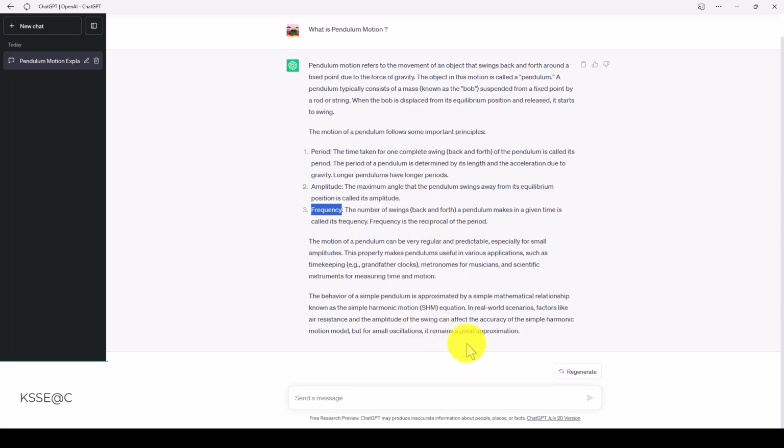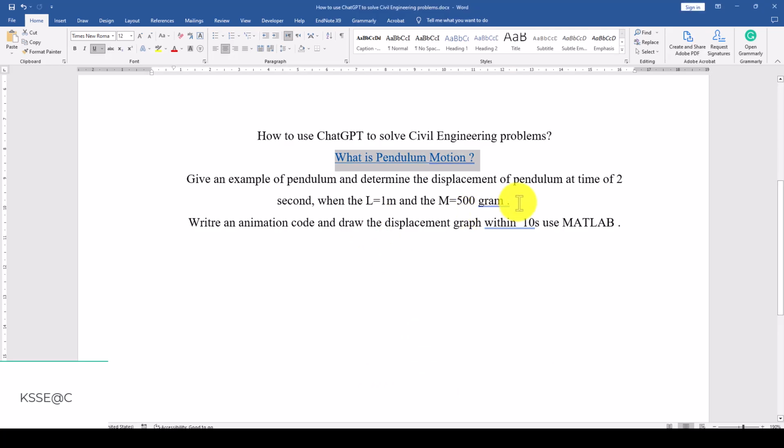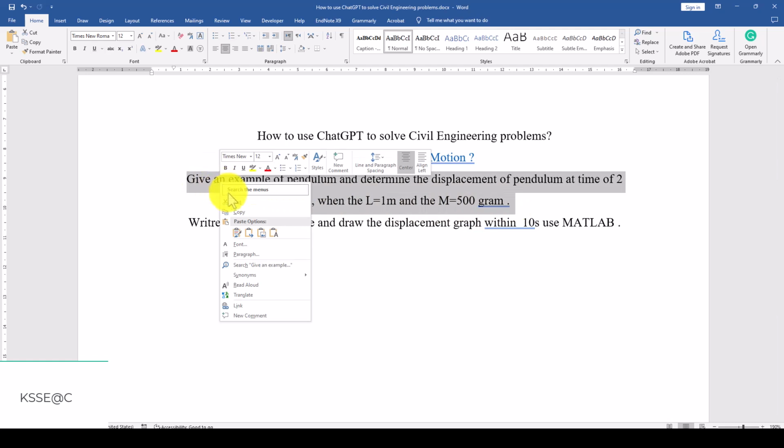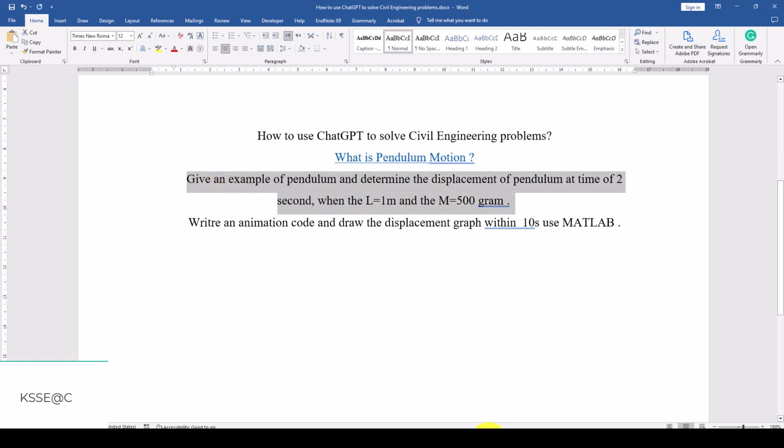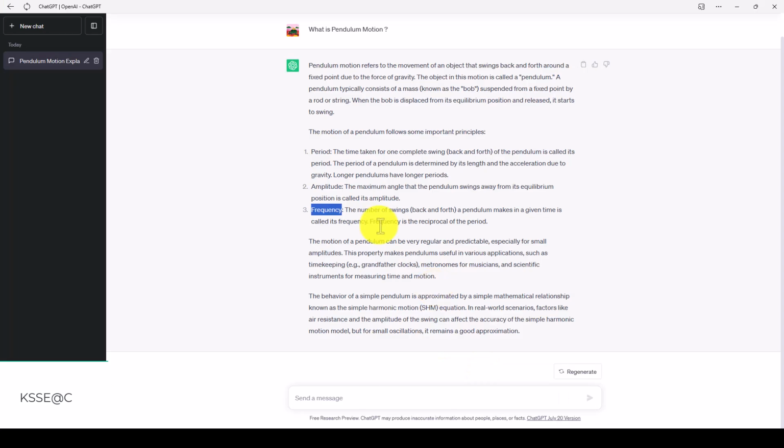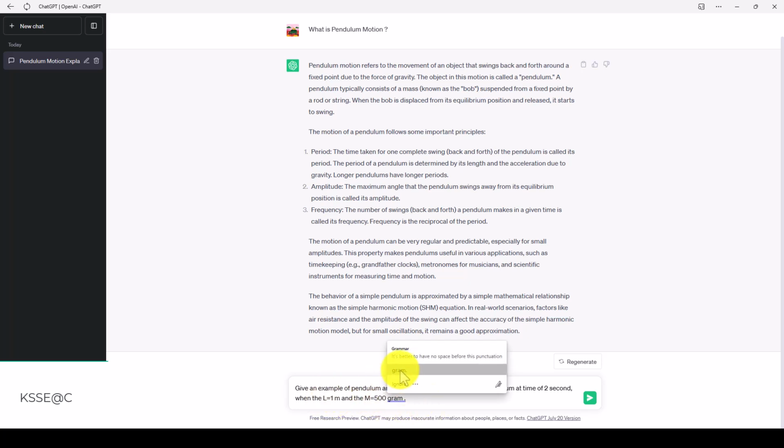Give an example of a pendulum and determine the displacement of the pendulum at a time of 2 seconds when the length L equals 1 meter and the mass m is 500 grams. So remember, the program will automatically understand in case previously you have given the pendulum. And also you can specify the theta, which is the displacement.